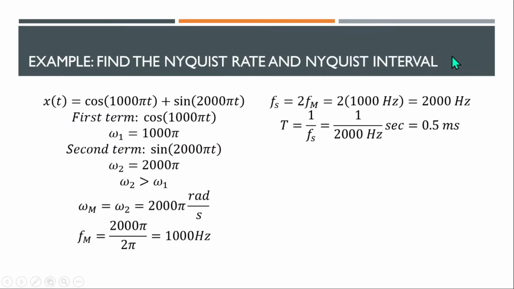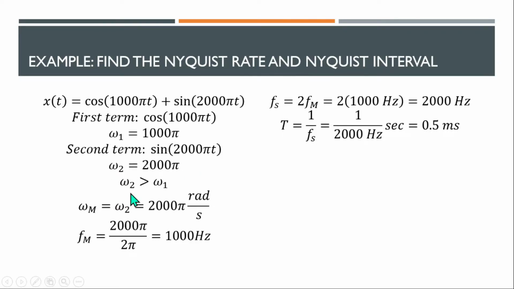Let us have an example. Find the Nyquist rate and Nyquist interval for the given analog signal, x(t) equals cosine 1000πt plus sine 2000πt. For the first term, we have cosine 1000πt. Therefore, ω_1 equals 1000π. For the second term, we have sine 2000πt. Therefore, ω_2 equals 2000π.